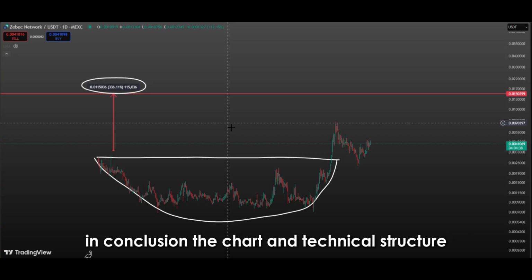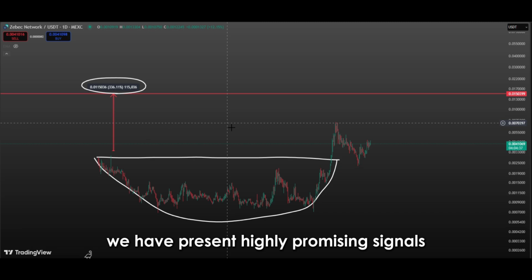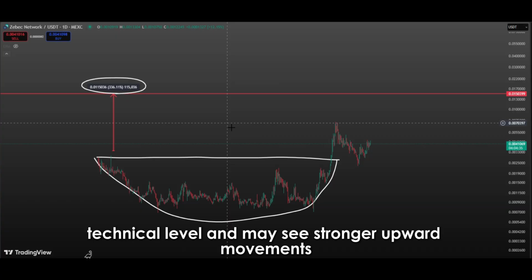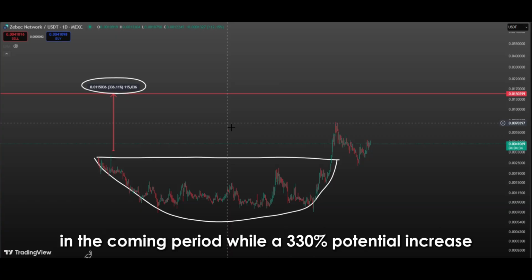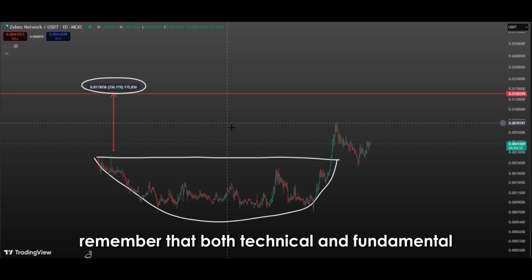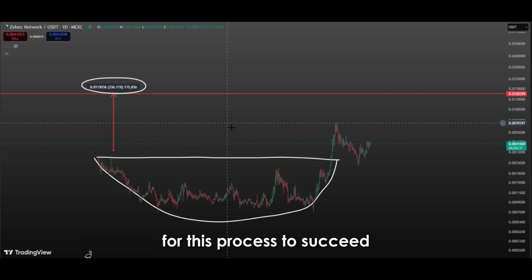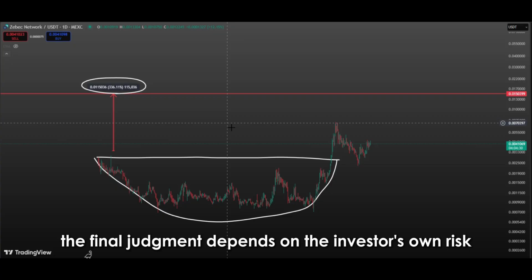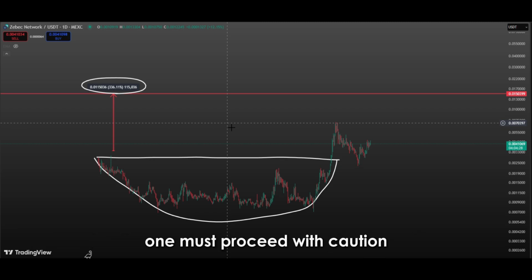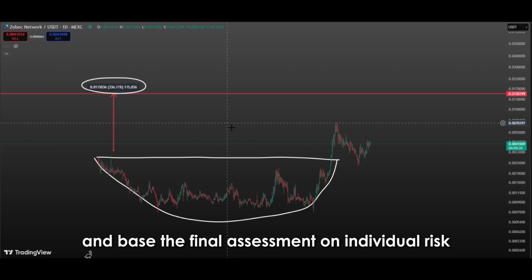In conclusion, the chart and technical structure we have present highly promising signals. The completed cup formation suggests that the price has broken a significant technical level and may see stronger upward movements in the coming period. While a 330% potential increase is undoubtedly an eye-catching target, it's important to remember that both technical and fundamental supporting factors must align for this process to succeed. As with any investment decision, the final judgment depends on the investor's own risk appetite and analytical ability. In other words, while evaluating this formation, one must proceed with caution, remain aware of the probabilities, and base the final assessment on individual risk perception.